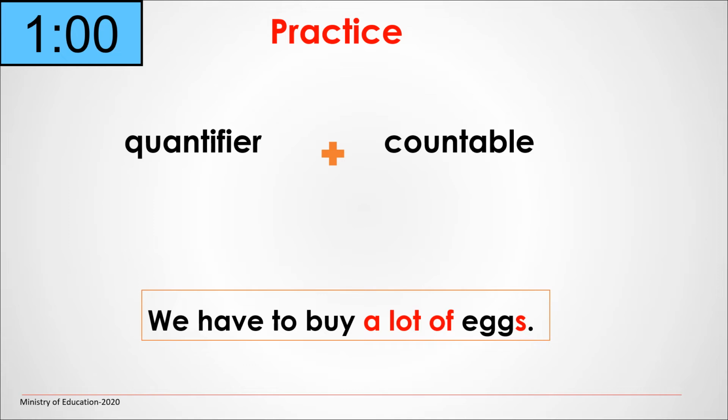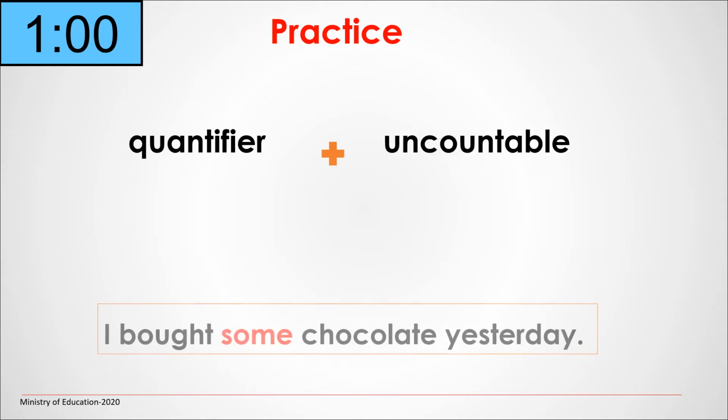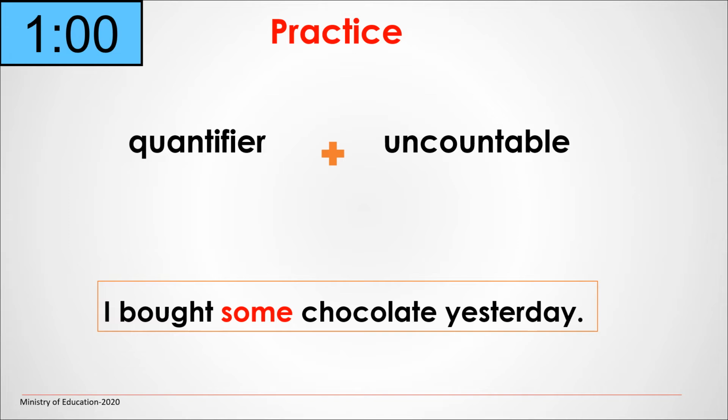Practice. Quantifier plus countable. Example: we have to buy a lot of eggs. Of course, you can use other words, but it should be countable. For example, lemons or apples, any type of food which is countable. Another practice, quantifier with uncountable: I bought some chocolate yesterday. Again, you can use another quantifier with uncountable.